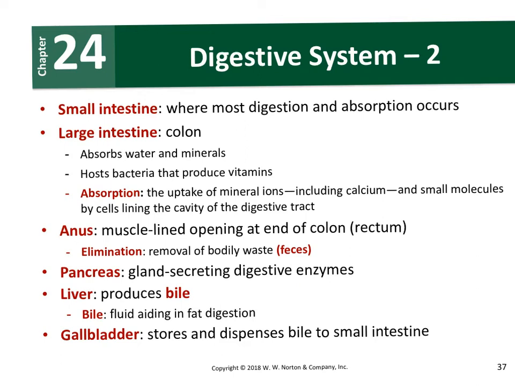So again, we go from large tubes and things like that to smaller and smaller with a larger surface area to transport stuff into the bloodstream, the nutrients including amino acids, carbohydrates, fats, minerals, vitamins, all that kind of stuff. In the large intestine, from the small intestine to the large intestine, you reabsorb water and minerals. The host bacteria that we have in our gut actually produce some vitamins that we need.